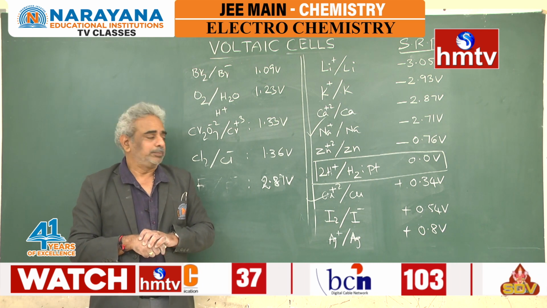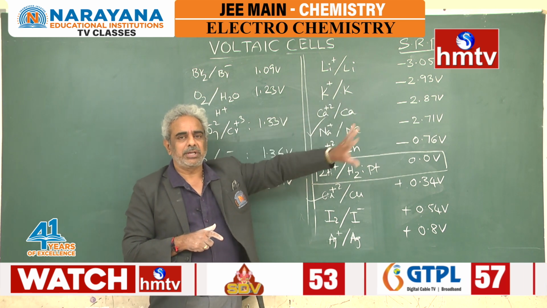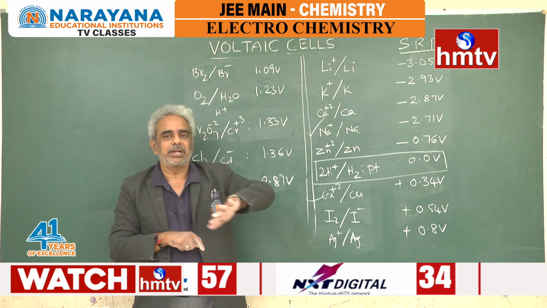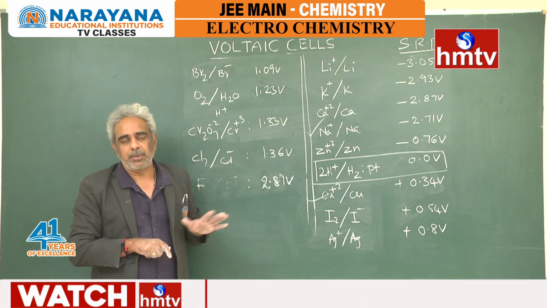The conclusion of this is metals with negative reduction potential can replace hydrogen from acids. Metals with positive reduction potential cannot replace hydrogen from acids. All these logics are in standard condition.